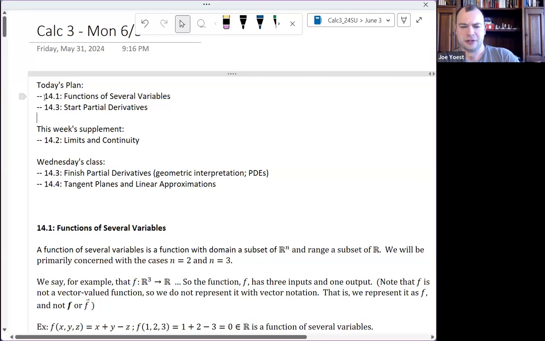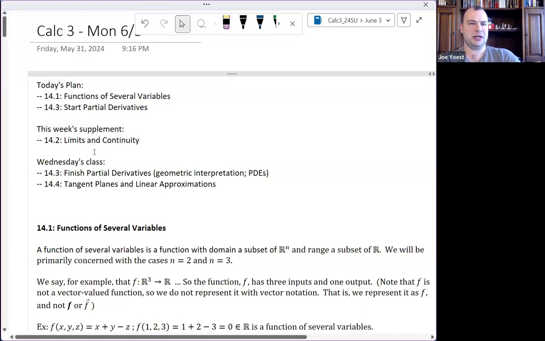And we're going to follow the book a little bit strangely here. We're going to jump from 14.1 straight to 14.3 in today's lecture to get started on partial derivatives. And in Wednesday's class, we're going to pick up with partial derivatives. We should finish it up on Wednesday and talk about tangent planes and linear approximations. We might get through all of that on Wednesday's class, or we might bump a little bit of 14.4 to a supplement. The planned supplement for this week is 14.2, limits and continuity.